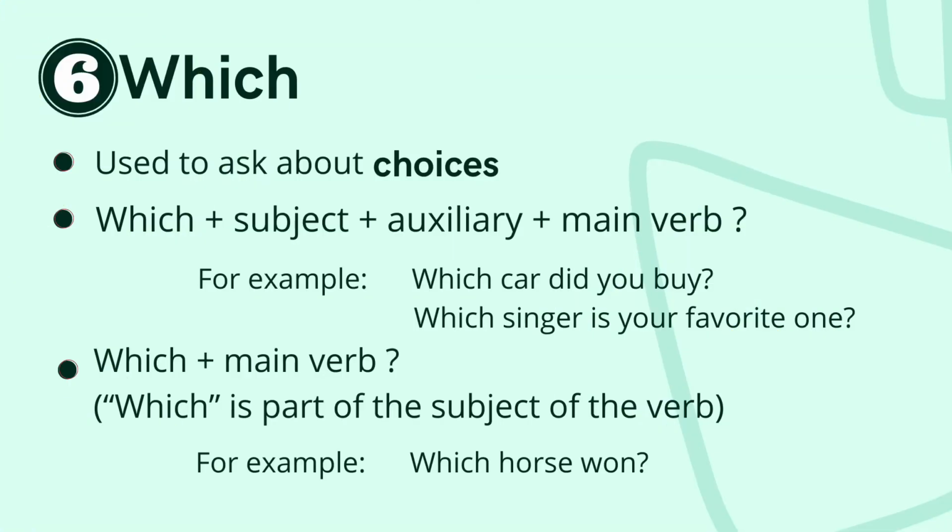Okay, let's move on to our next word. It is which. We use it when we want to ask about different choices. It has two different forms. The rules are exactly like what we just learned. We have a common form of our question, which is like which plus subject plus auxiliary plus main verb. For example, which car did you buy? Or which singer is your favorite one? Another example for our second form is which horse won? Here, horse is the subject of our verb and which is a part of the subject.